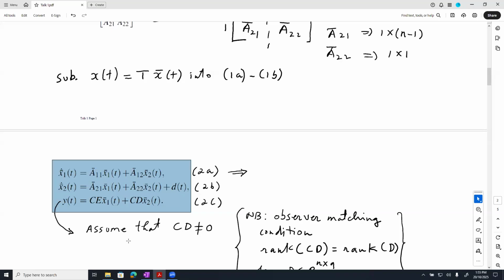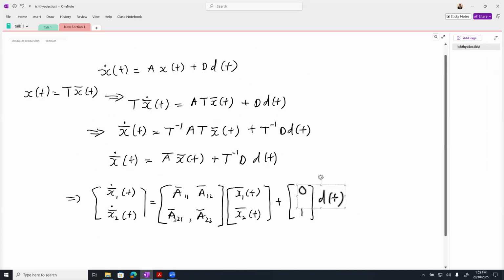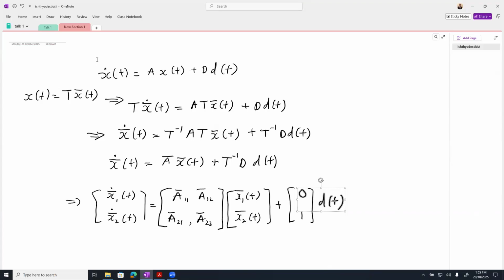This can be easily done, and this is how it is done. We basically have the original equation, and then by introducing this transformation, we replace x of t by T x bar, and therefore we obtain this expression here. If we multiply both sides by the inverse of T, we will have T inverse A T and T inverse D.